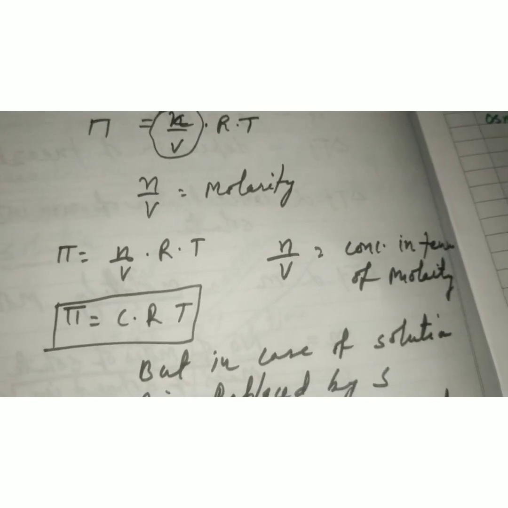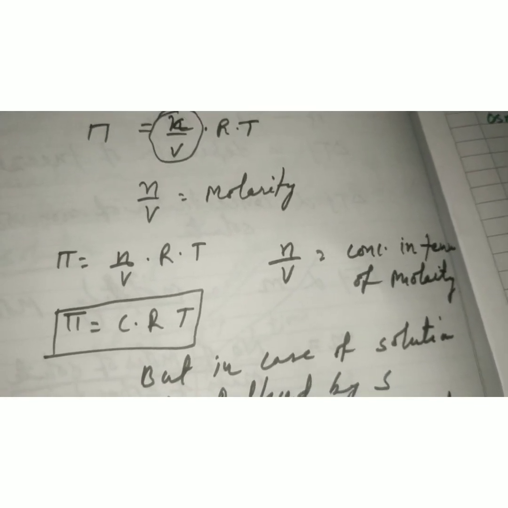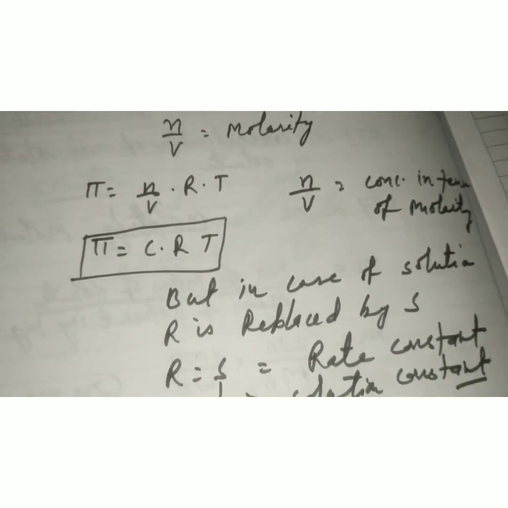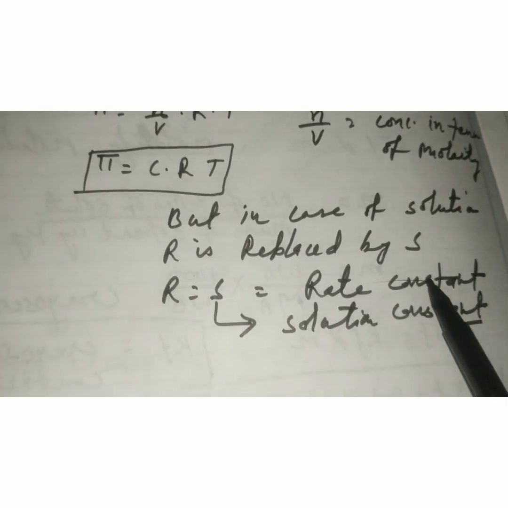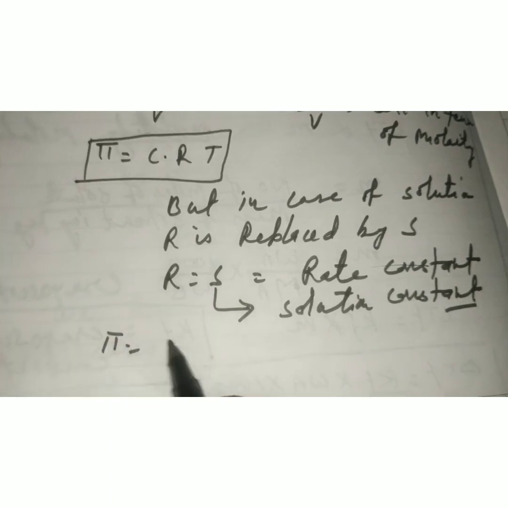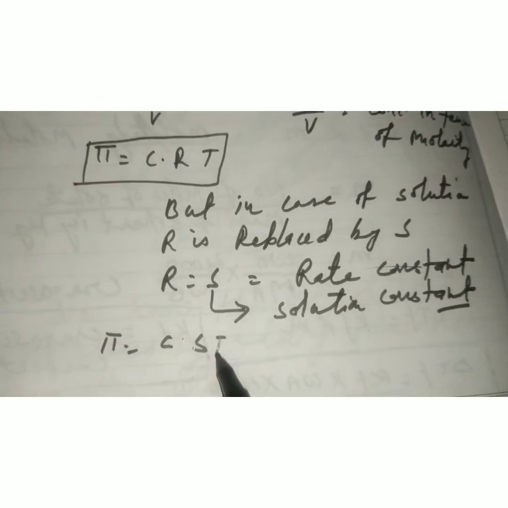In the case of gas, R is the gas constant, but in the case of solution, it is the solution constant. So R is the constant for gas, but S is equal to the solution constant. So we can apply pi is equal to CST. This is the van't Hoff factor.